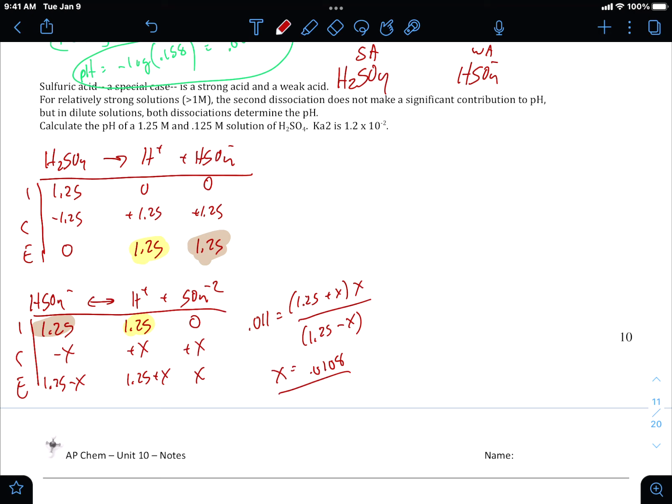And so the question is, what is the pH? Well, the pH would be based off of this value, because that is the final concentration of H+. So 1.25 plus 0.0108 is 1.26. So the pH will be negative log of that, which is negative 0.104.